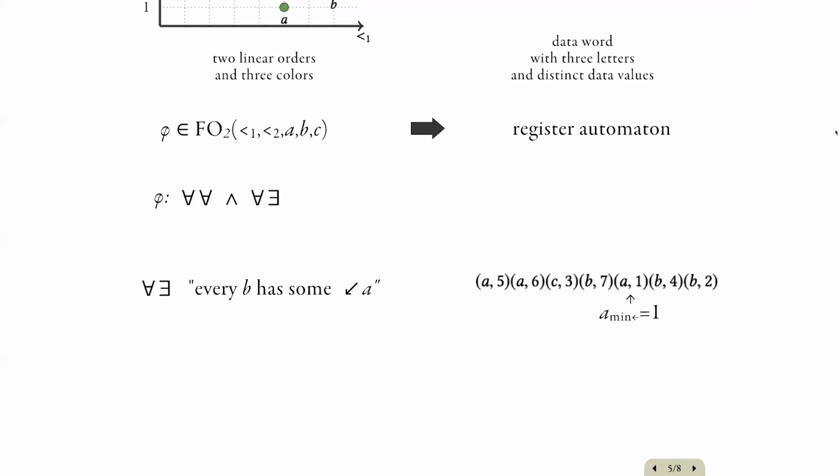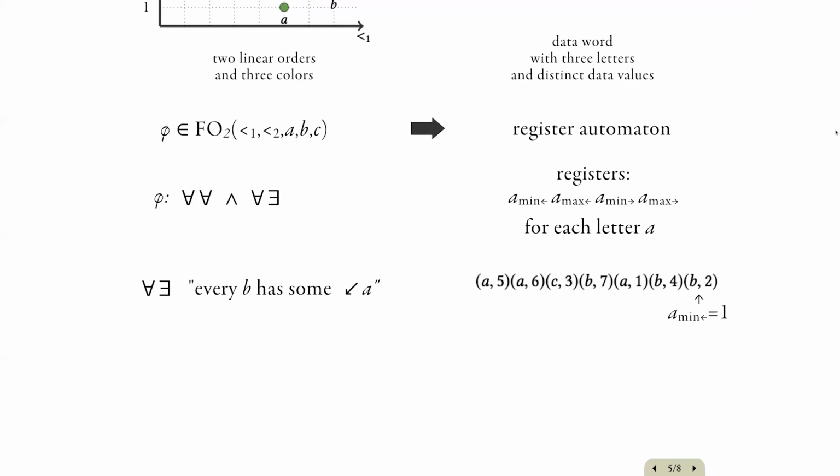Here we see an A, so we update the value in the register, so that now the minimal value is 1. Now we see a B with value 4, and it's larger than the value of some A to the left, and the same for the last B. So I hope this gives some intuition how a register automaton, which can store the data values in its registers and compare them with respect to inequality, can verify the constraints in Scott normal form.